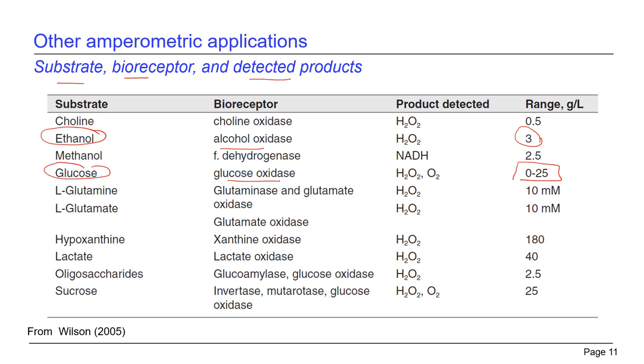Lactate obviously has lactate oxidase as a bioreceptor, and the range is 40 grams per liter. So you get a variety of different concentration levels that you can detect based on the design of the sensor for a given substrate, and of course the bioreceptor and the products that are detected.